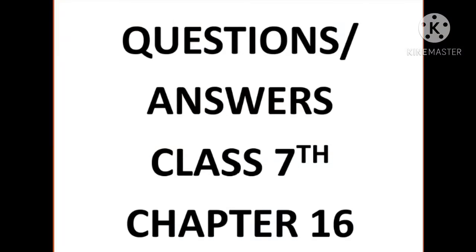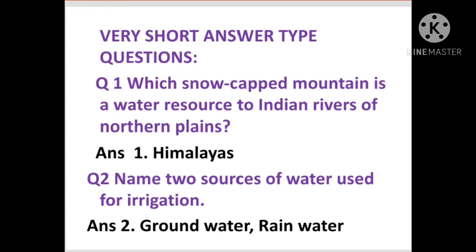Question answer, class 7th, chapter 16. Very short answer type question. Question number 1. Which snow-capped mountain is a water resource to Indian rivers of northern plain? Its answer is Himalayas.